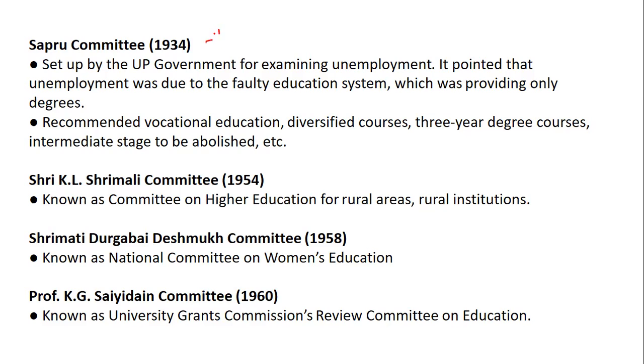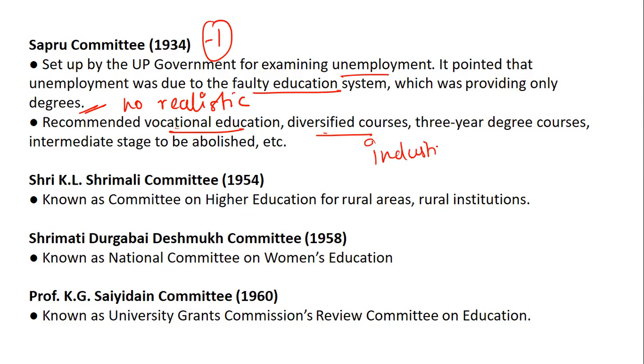Now, this was again the first committee which came up with the concept of unemployment due to faulty education and providing only degrees. It means no realistic education was pointed out by them. It also recommended vocational education and diversified courses. Basically, it tried to provide education as per the industry needs or interface.